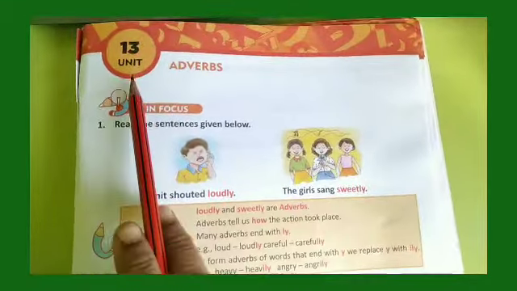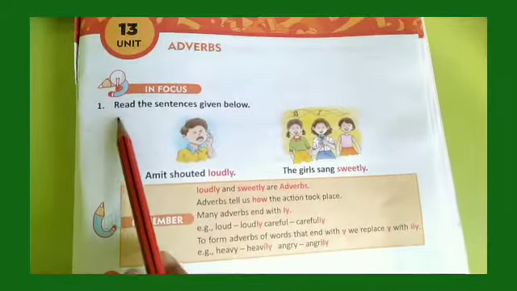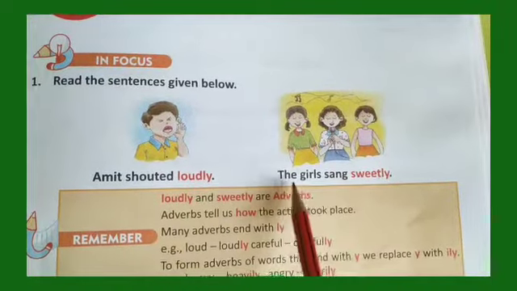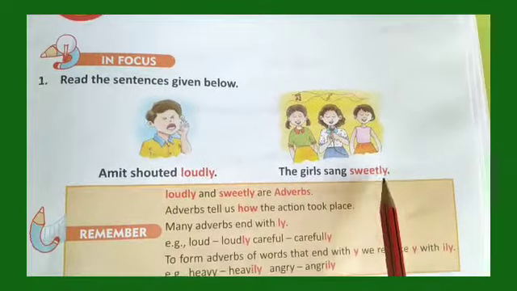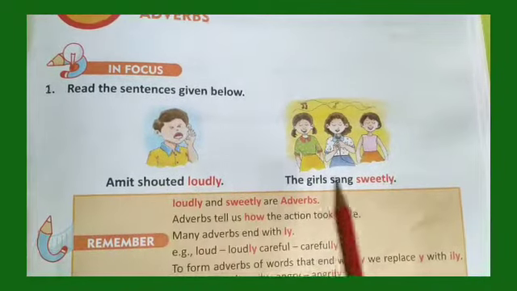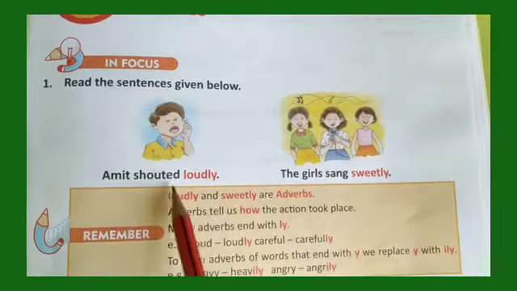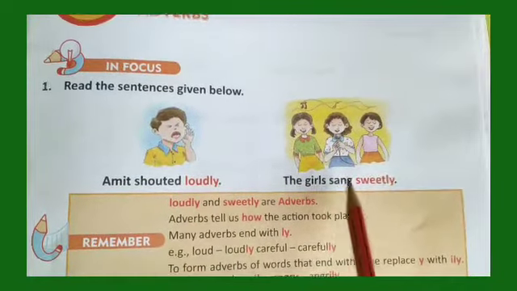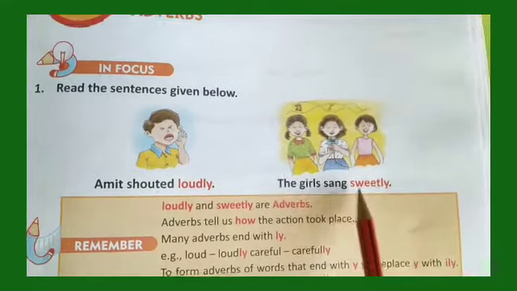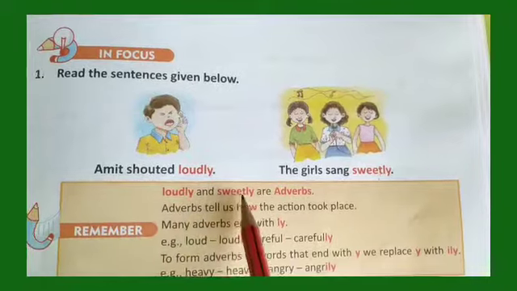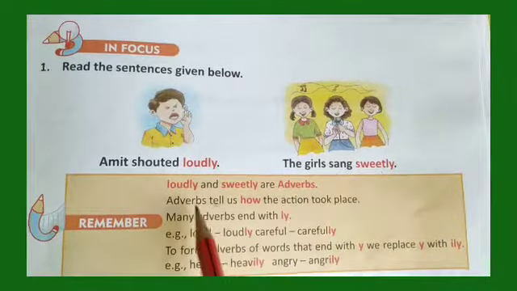Now, children, you need 13 adverbs. Now, we will read out these sentences. Okay? Amit shouted loudly. The girls sang sweetly. So here, what is the action? Verb? Shouted. And in the other sentence, sang. So how did Amit shout? He shouted loudly. And how did the girls sing? The girls sang sweetly. So here, loudly and sweetly are adverbs.